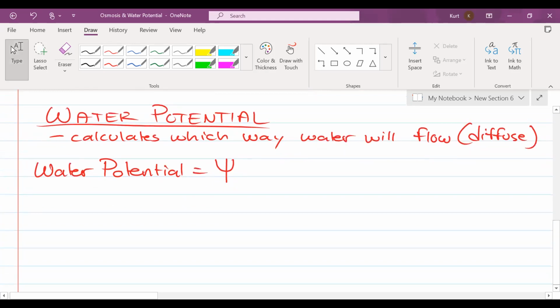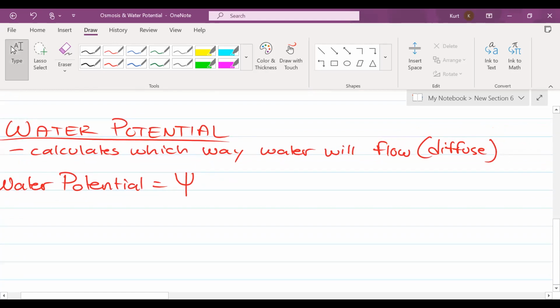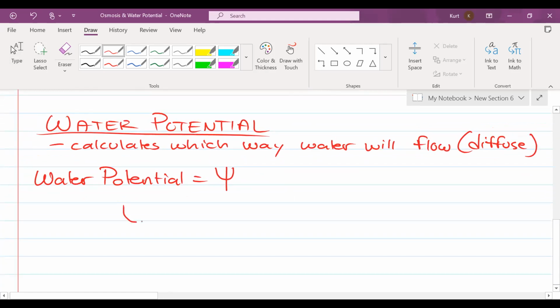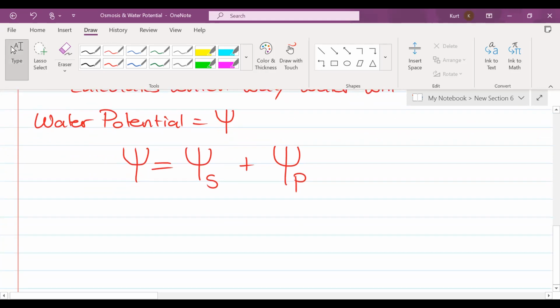Now, water potential has its own equation. You are given this on the exam. Water potential equals solute potential plus pressure potential. Typically, you will be given 2 of these variables. You have to find the third. The solute potential is basically how much solute is in the solution.